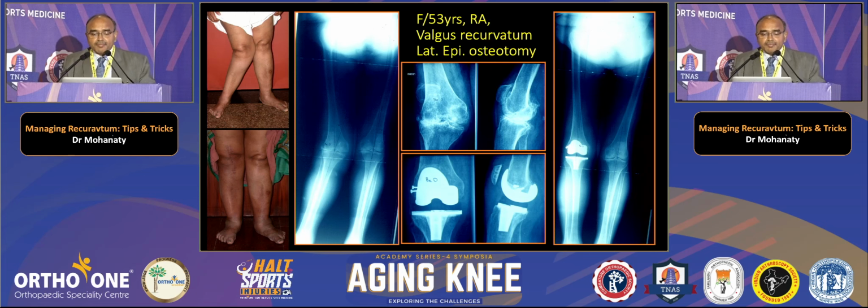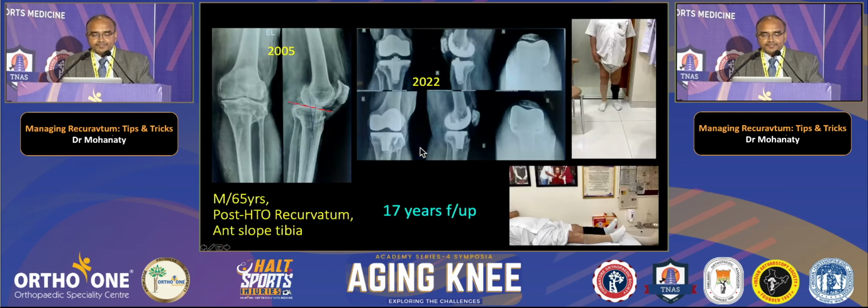So this is one of the rheumatoid patients, a 53-year-old female with genu recurvatum, treated with lateral epicondylar osteotomy, which has been fixed a little distally and posteriorly, and that is the outcome.